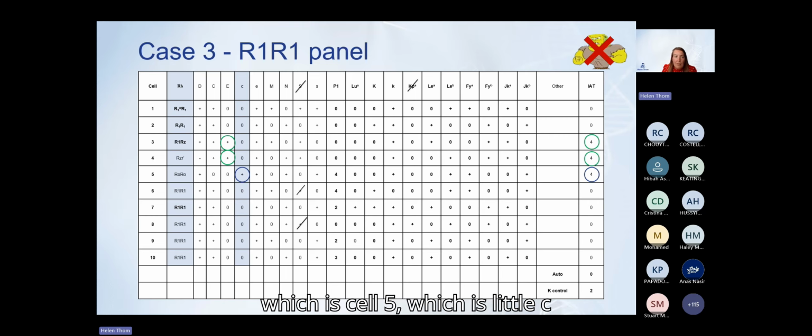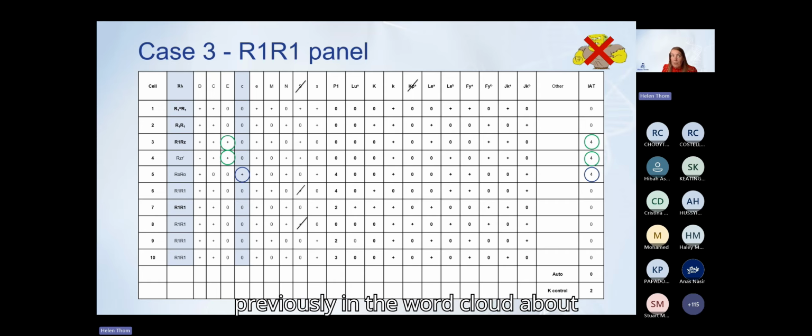So there's only one cell, which is cell 5, which is little c positive. The rest of the cells are all little c negative. Therefore, because we have other cells in there, little c negative, big E positive cells, that is how we would confirm the presence of a big E. So if you have a little c in your laboratory and you want to send that across to the reference lab, if they use this R1R1 panel, they could actually see if the big E is present or not.